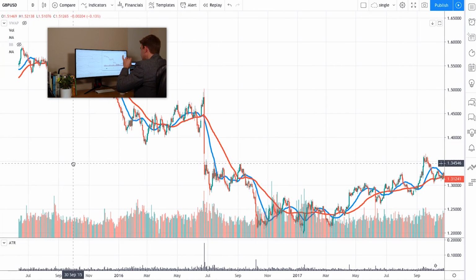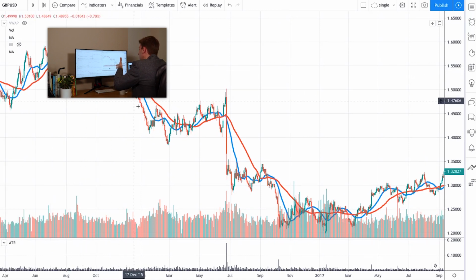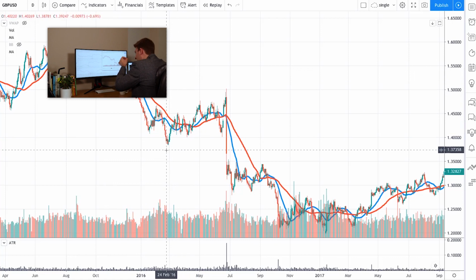The other thing that you've got to be careful of, and this is a great example of it working: you get the cross quite early on, and then you get the nice trend and eventually come out of it. That's what you want from it.